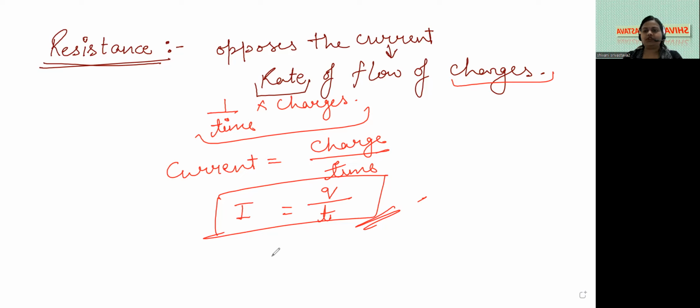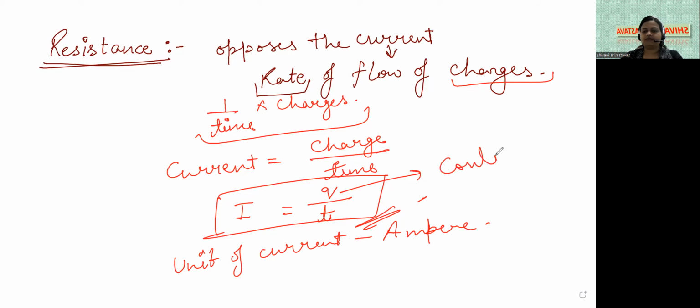So what will be the unit of current? Unit of current is ampere. Unit of charge is coulomb. This is revision only. And unit of time is second. We know it. So unit of current is ampere.